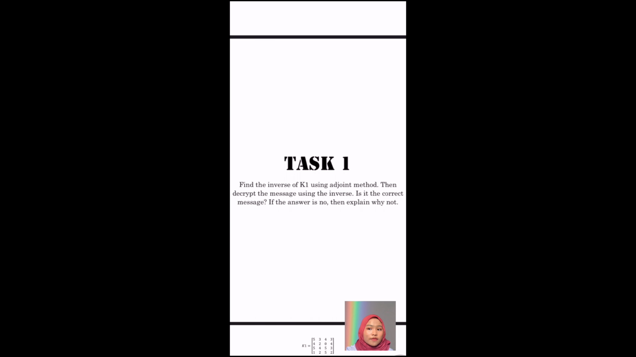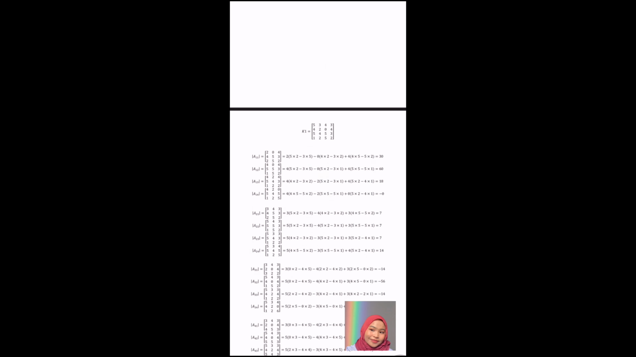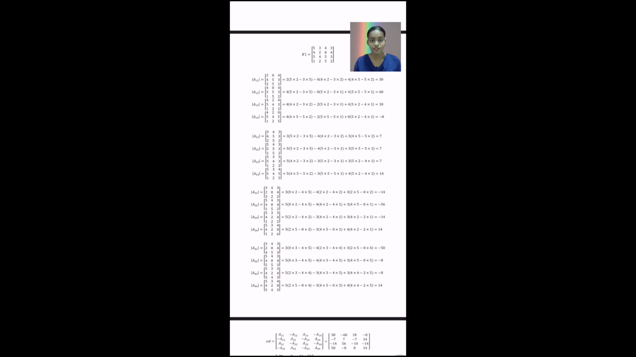The task. Firstly, find the inverse of K1 using the adjoint method, then decrypt the message using the inverse. Is it the correct message? If the answer is no, then explain why not. I had tried to break the first code, but I couldn't solve the other two. So now, I'll be explaining the solution for the first code.